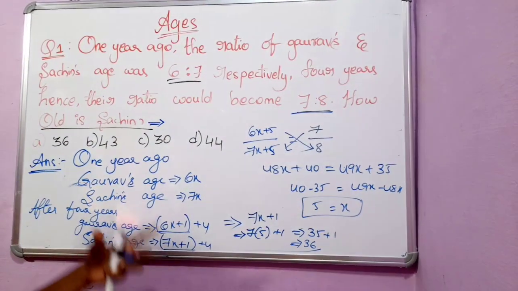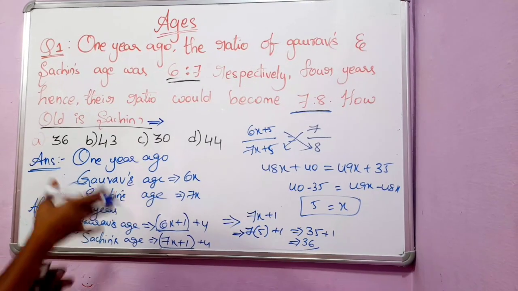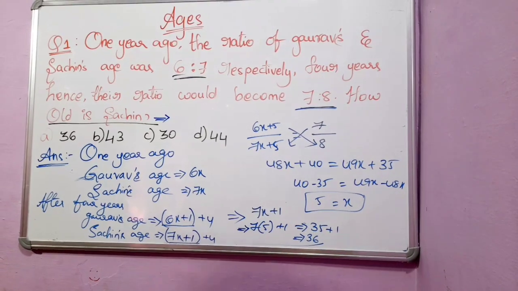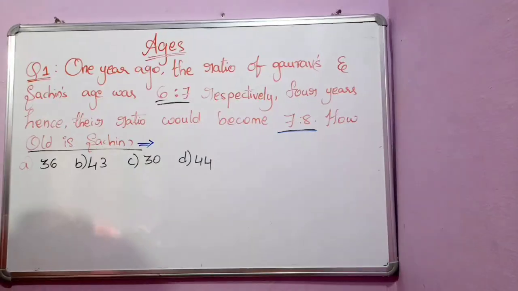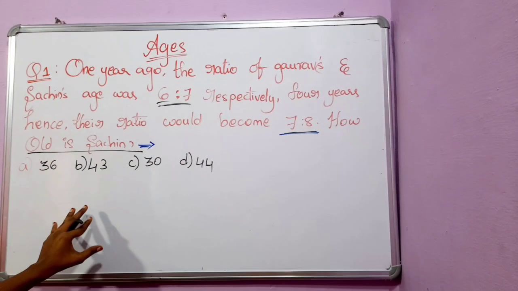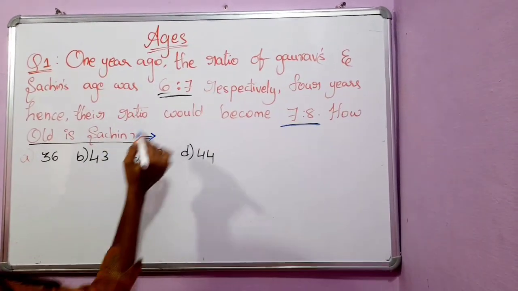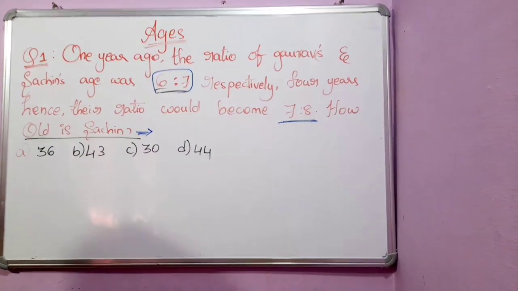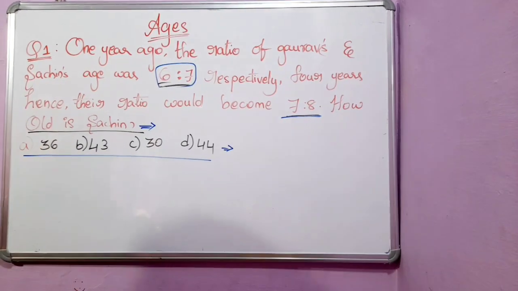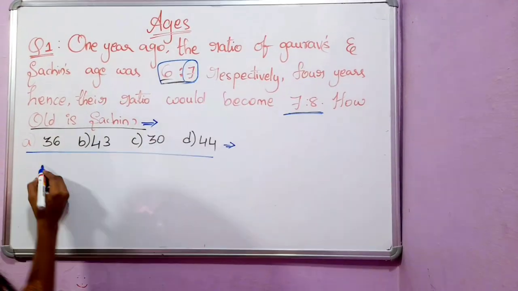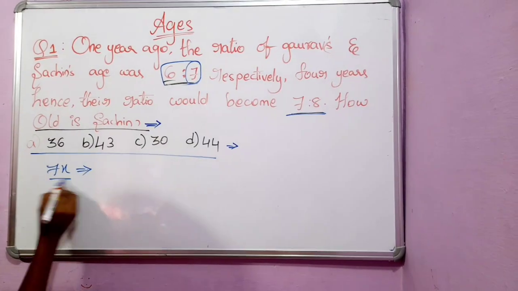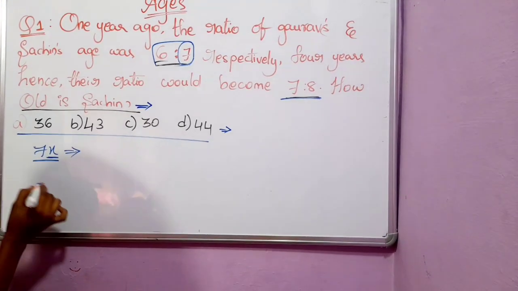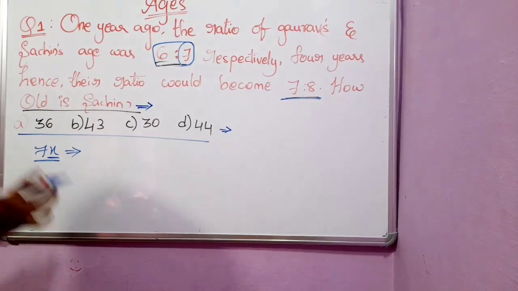This is the method by which students normally solve questions related to ages. But now I am going to give you a simple trick to solve these types of questions in a competitive way. Just read the question carefully. They have given the ratio of the ages of Gaurav and Sachin 1 year back, and in the options they have given the present age. Here 7x is 7 into x. We don't know the value of x, but 7 into any number is a multiple of 7, so the number is divisible by 7.